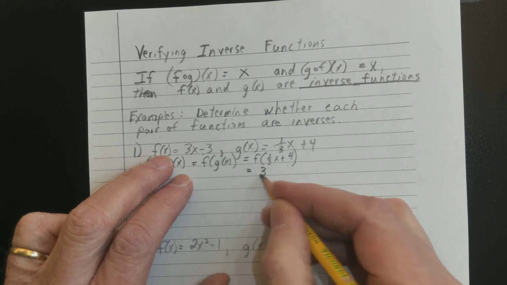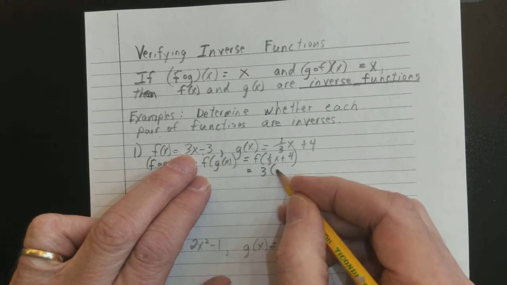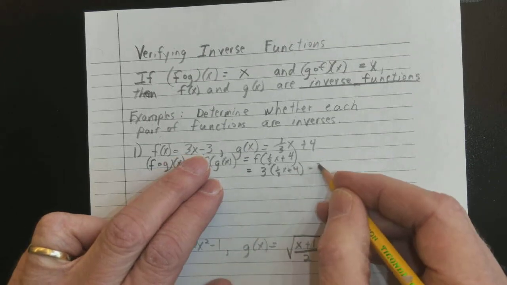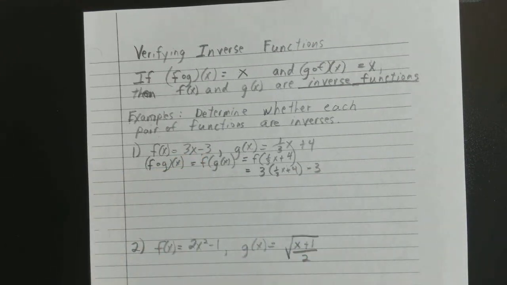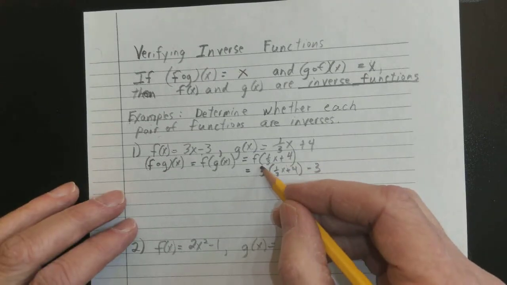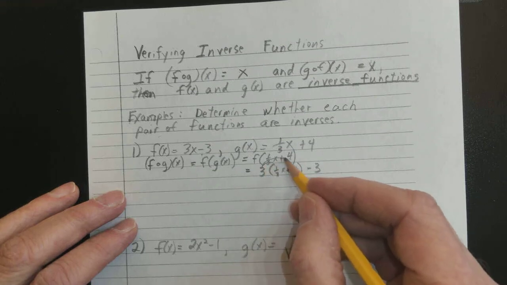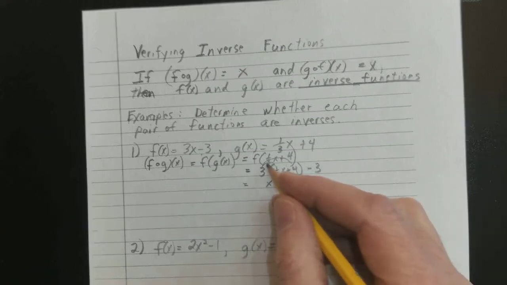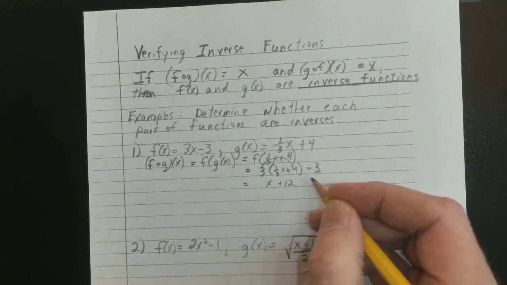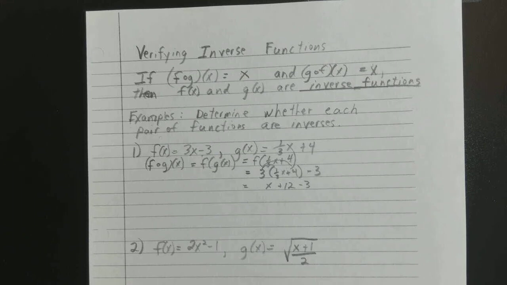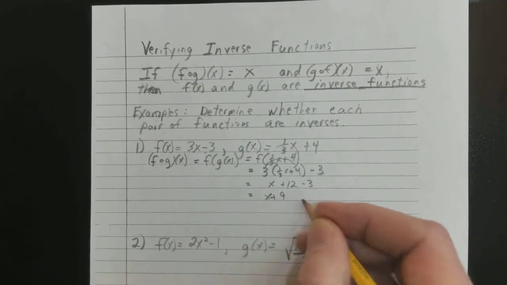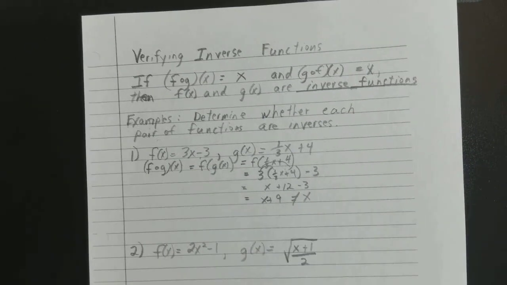So we're going to take the x out, put 1/3 x plus 4 in. So that means we take the 3, keep the 3, we go 1/3 x plus 4 here, and then the minus 3. Okay? And then we'll simplify. 3 times 1/3 x, that is 3 times a third is 1. 1 times x is x. And 3 times 4 is 12. And then we have this minus 3. X plus 12 minus 3. That's x plus 9, which is not equal to x.